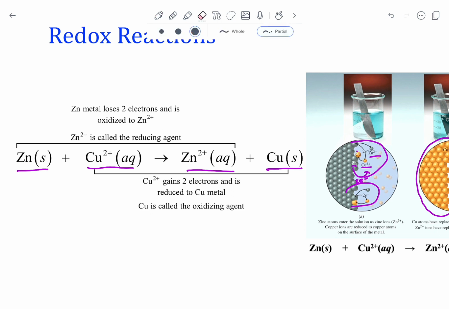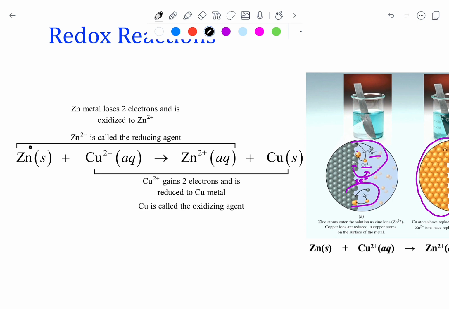So, again, to reiterate, zinc, when it's a solid metal, it has all of its protons and its electrons. So it has a 0 for a charge, right? It's neutral. Zinc would rather be in solution, and copper would rather be a solid.